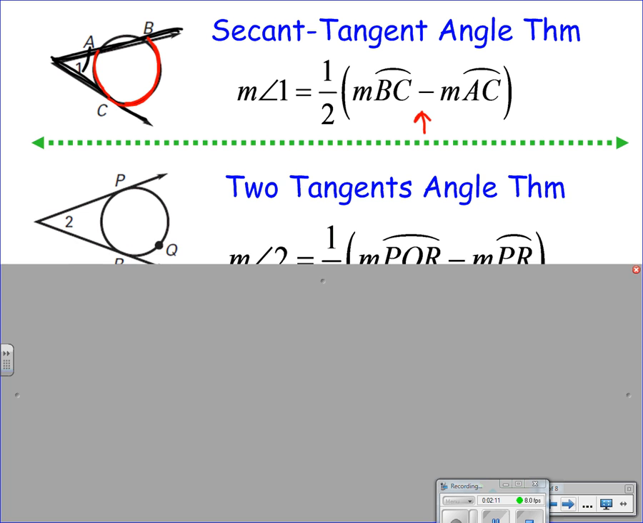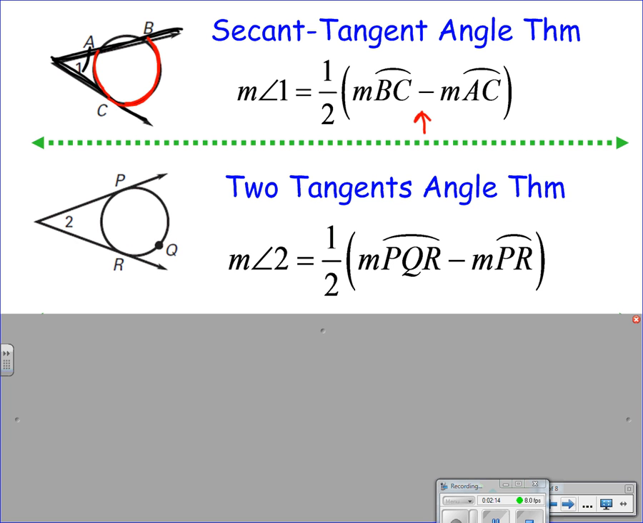Then we're going to have two tangents. When I have two tangents that intersect, the measure of angle 2 is 1/2 the big one, PQR, minus, again, all of our equations when we're going to have angles outside of our circle are going to be minus PR. And notice how you're always subtracting the bigger minus the smaller. It doesn't make sense to subtract the smaller minus the bigger because then you're going to have a negative number.